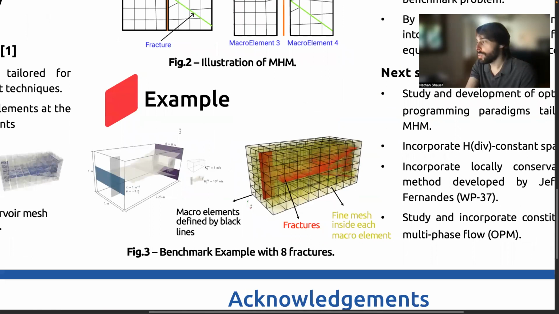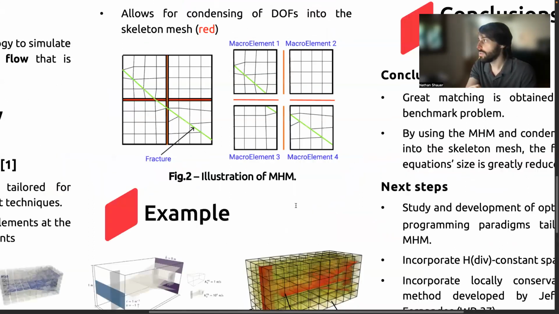We chose this example to demonstrate the method, which is a benchmark example proposed by Bernd Flemisch. In this example, there's a cubic reservoir with 8 fractures, and flow is imposed in this blue region, and zero pressure is imposed in these purple regions. Our multi-scale mixed finite element mesh is composed of the macro elements defined by the black lines, and inside each of the macro elements, there's a fine mesh shown in yellow, and the fractures are in the interfaces between elements shown in red.